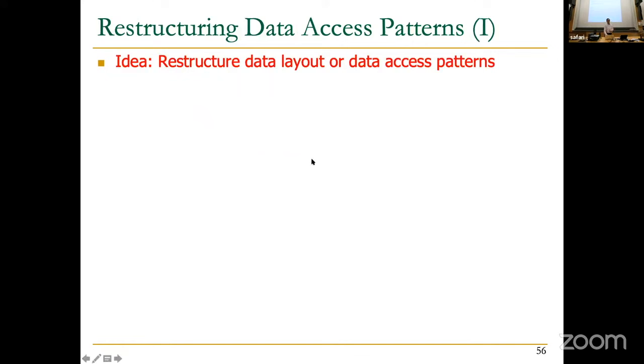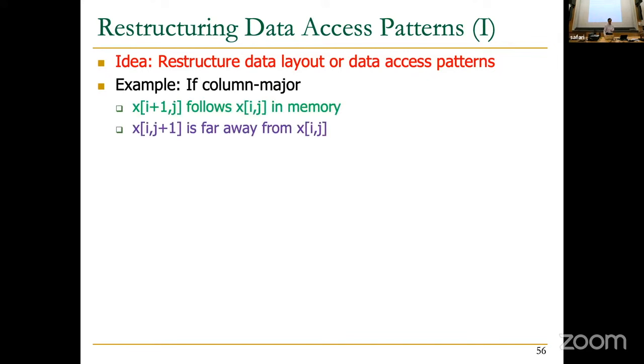Okay, so how do you restructure data access patterns? The idea here is very simple. You either restructure the data layout or the data access patterns. So let me give you an example over here. Assume that you have a matrix, X, and you store it in a column major order. Sorry, this is not a vector, it's a matrix, as you can see. It's a two-dimensional matrix.